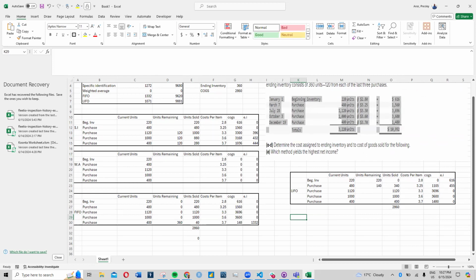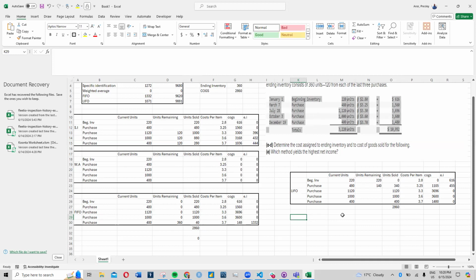Now for the average, remember the average is different, right? What's the average? You find an average cost of all units available for sale during the period and assign that average cost to the ending inventory and to the cost of goods sold. And how do you find the average? You find the average by using these two numbers.